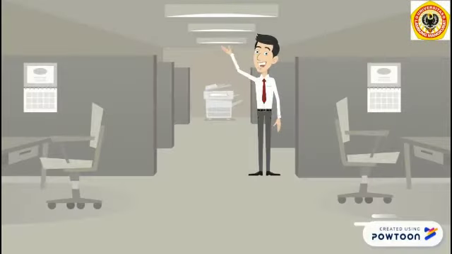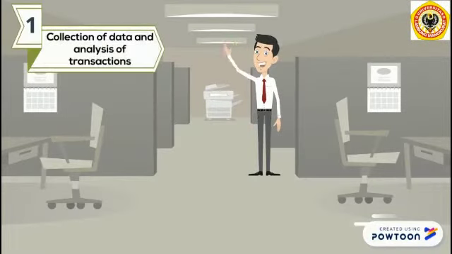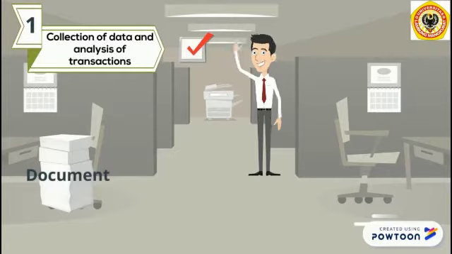Step 1. Collection of data and analysis of transactions. In this first step of the accounting cycle, the accountant of the company collects the data and analyzes the transactions. For a smoothly running business, there will be many transactions. The accountant needs to look at each transaction, find out why it occurred, put it under the right accounts, and then analyze. This step is the most critical of all because this kickstarts the process of accounting.